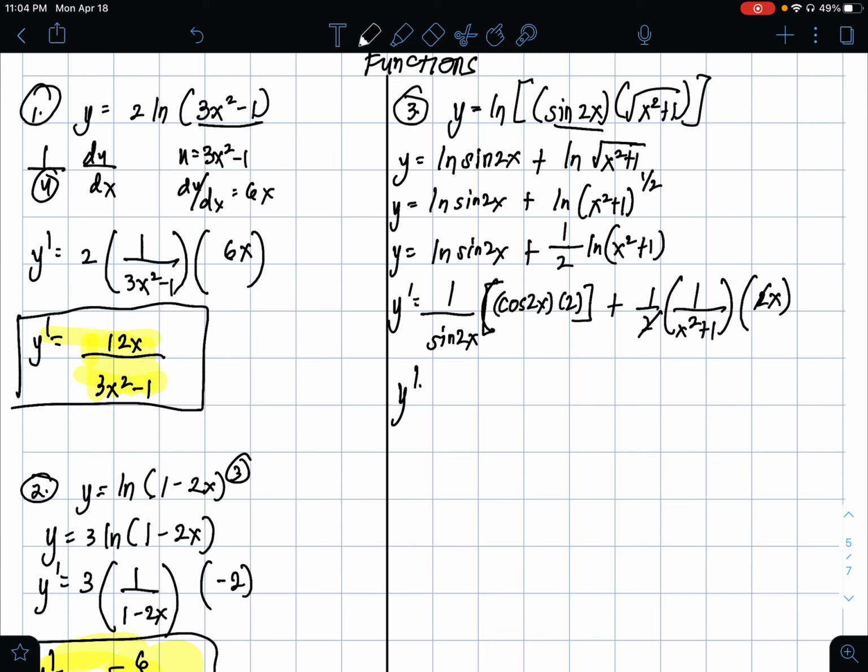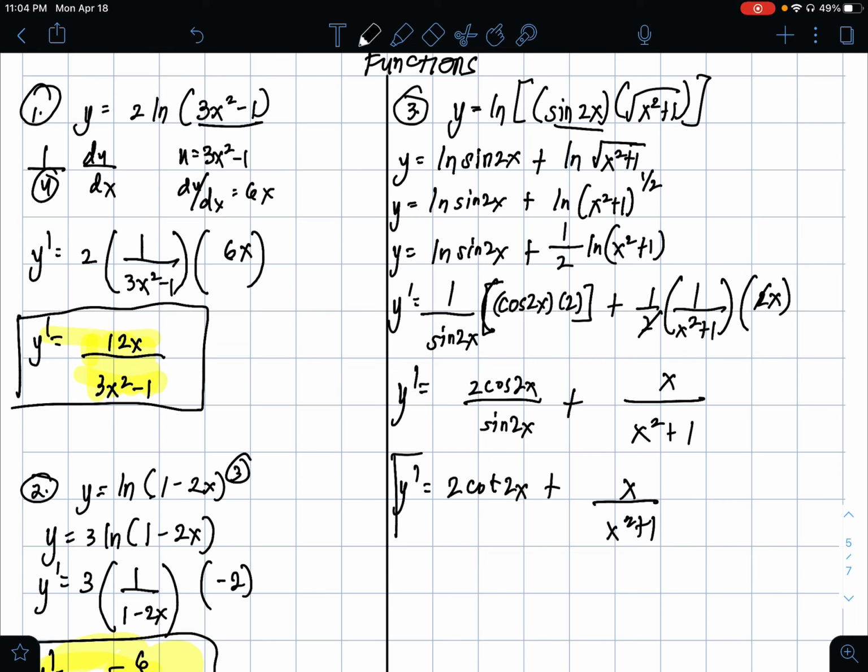So, simplifying the expression, we will now have 2 cosine 2x over sine 2x plus x over x squared plus 1. So, cos 2x over sine 2x, di ba? Sine over cos is tan. Cos over sine is cot. So this is 2 cot 2x plus x over x squared plus 1. And this will be your final answer.